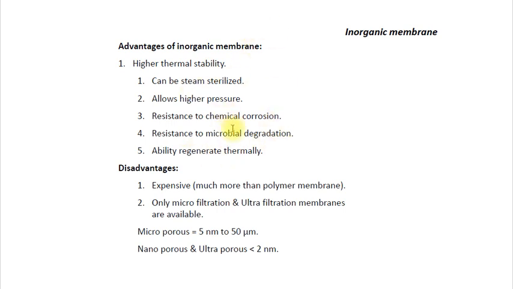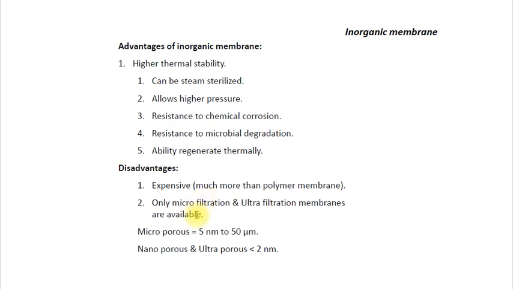There are some disadvantages also. First is the expense. Generally, inorganic membranes are highly expensive. The cost of an inorganic membrane on average is around 2 lakhs to 10 lakhs in the current scenario, but organic membranes may be purchased within 100 rupees. So the cost of inorganic membranes is quite a bit higher than organic or polymeric membranes.